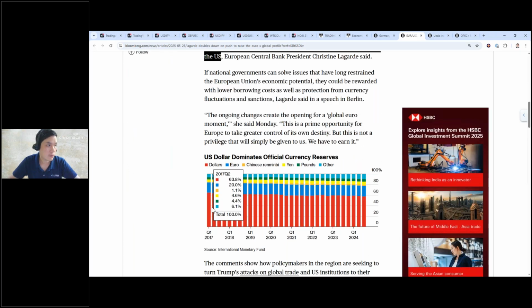So what I could see over here is that over the years since 2017 all the way up to Q1 2024, based on International Monetary Fund statistics, the dollar still dominates official currency reserves, right?